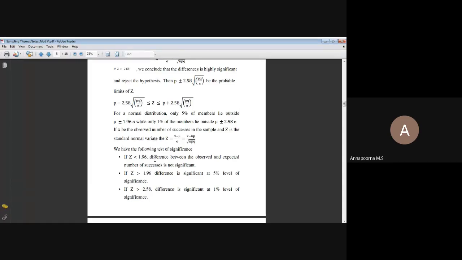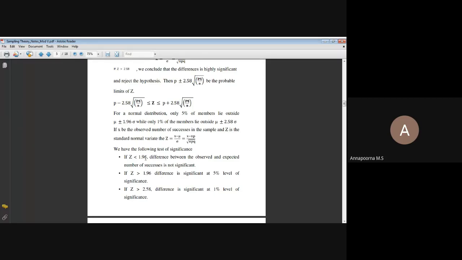With what percent of confidence level can you say the hypothesis is correct? With 95% confidence level, you can say the hypothesis is true. Or you can say with 5% level of significance, the hypothesis is true. But if your Z is greater than 1.96, then you can say the difference is significant at 5% level of significance. Therefore, the hypothesis can be rejected.